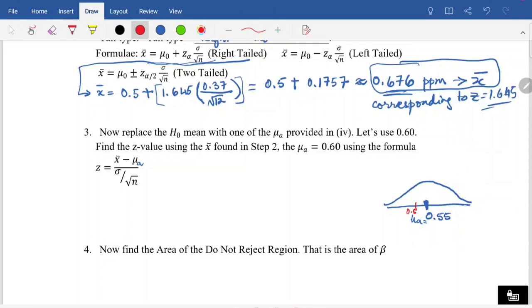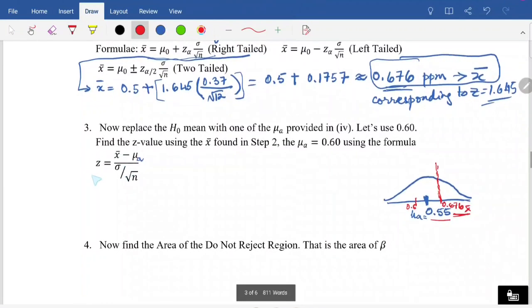And where would 0.676 be? It would probably be somewhere over here. Maybe here, 0.5, 0.676. So let's mark it here, this is where 0.676 is. 0.676, that's the x bar value. This is the alternate mean, this is the x bar value. Now we have to find the corresponding z value that goes with 0.676 after we replace the center point with the alternate mean.